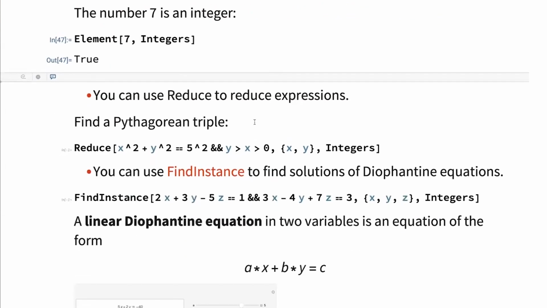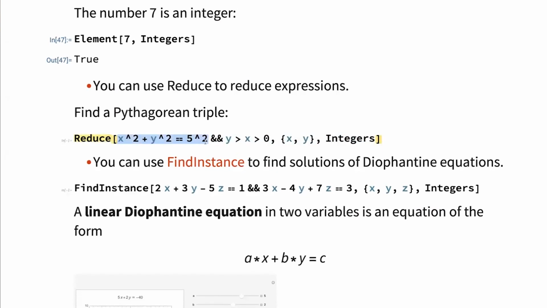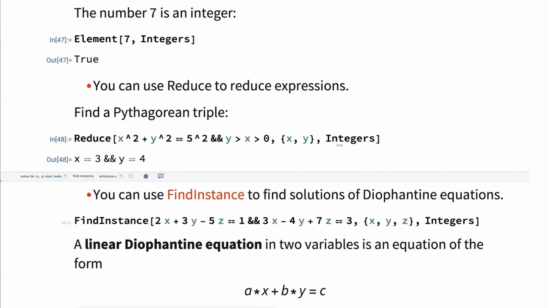Or we can use the function Reduce to reduce expressions. Here we have these equations. These are Diophantine equations, and we want to find the solutions in integers, and we just use the function Reduce and say that x and y should be integers. And yes, we get 3 and 4. And by the way, as you already know, 3 squared plus 4 squared is 5 squared. The solutions here are called Pythagorean triples, and 3, 4, 5 is a Pythagorean triple. It's a very famous, well-known Pythagorean triple.